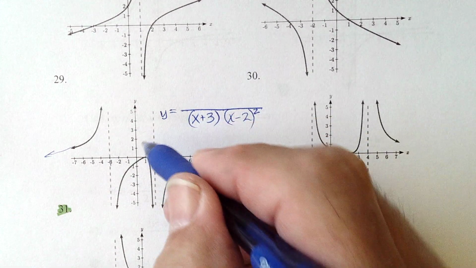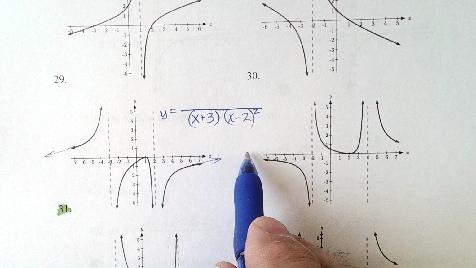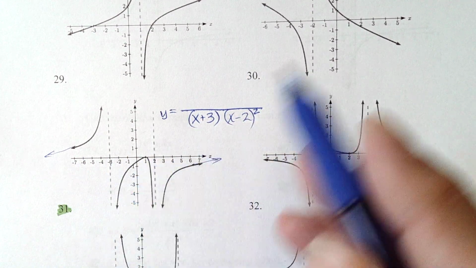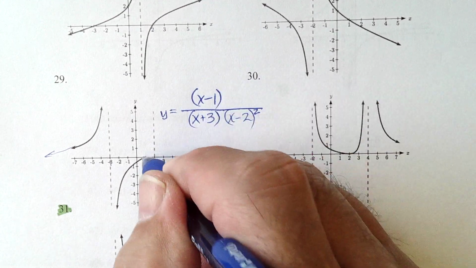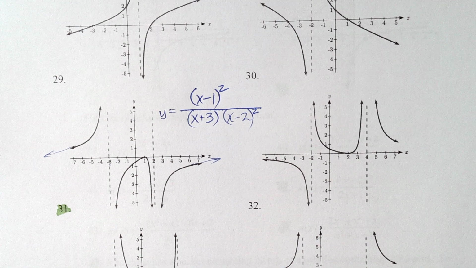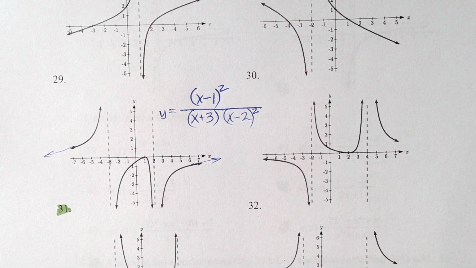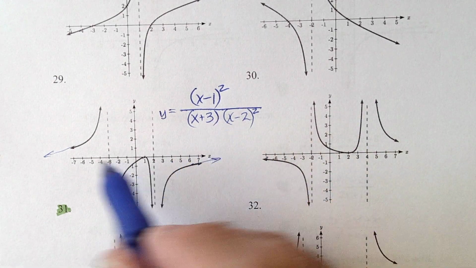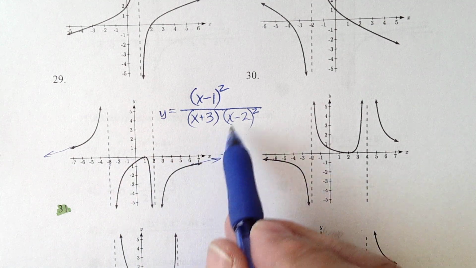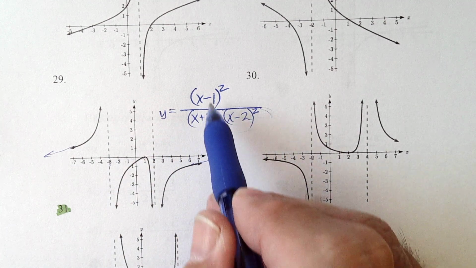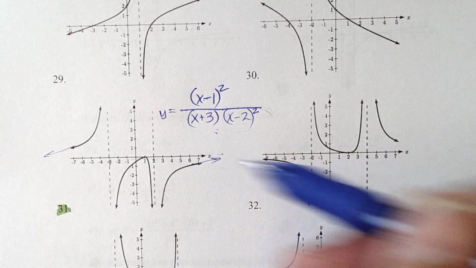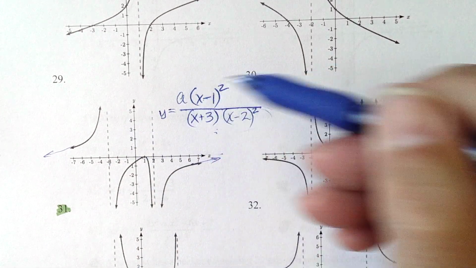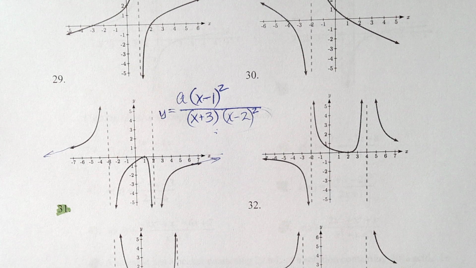And it has x-intercepts at 1. And it bounces, so it's got to be 2. And to go to 0, the degree of the denominator has to be more than the numerator, and right now it is. So this looks pretty good, except we've got to figure out the constant.